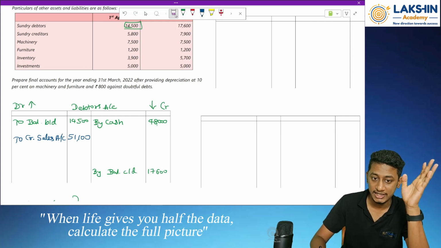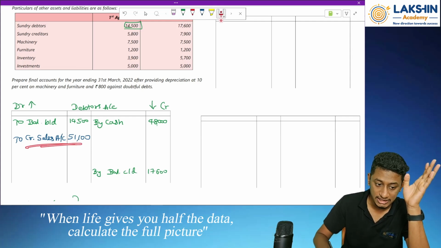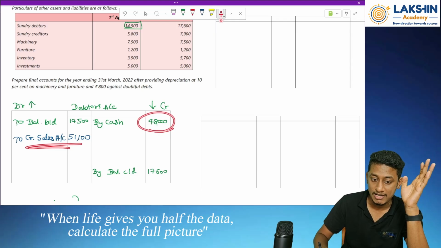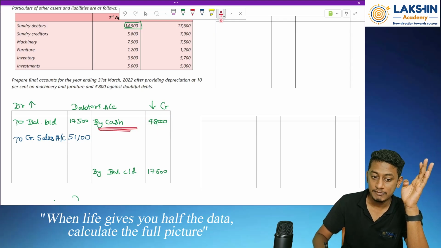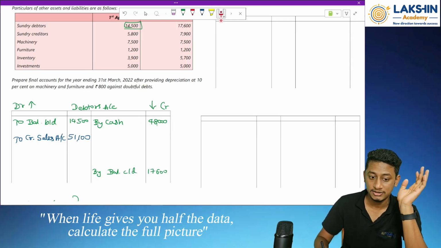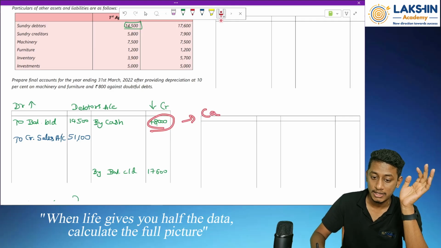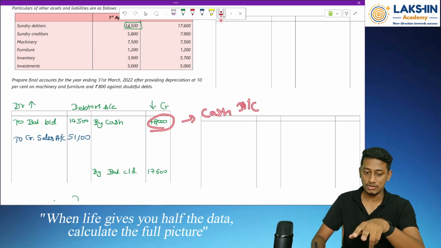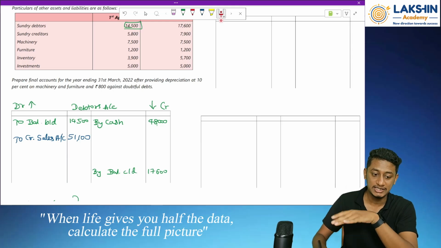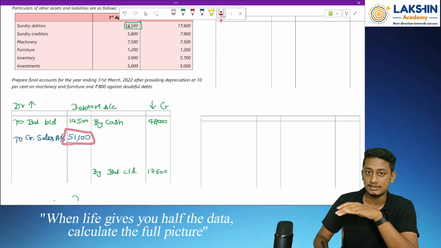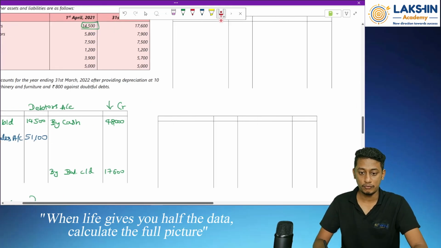Let us say credit sales was already given to us, but there comes a balance on the credit side. It can be the cash received from debtors, and this can be used to prepare my cash book or cash account. Clear? In some questions this might also happen, but in this case we need to find out credit sales.